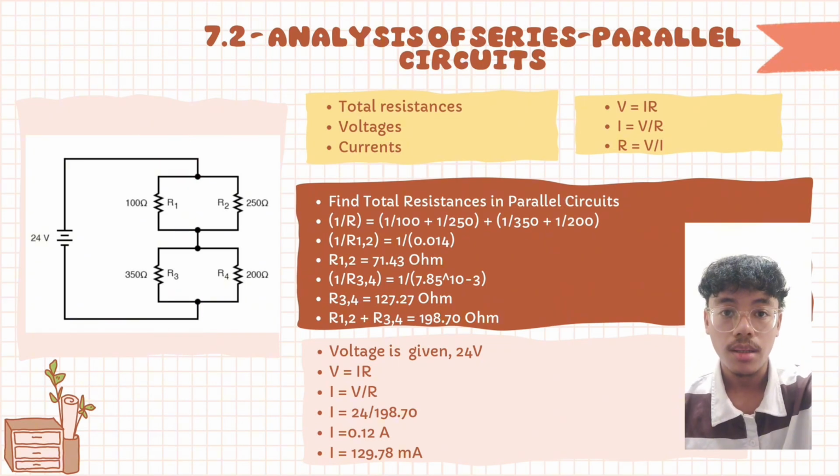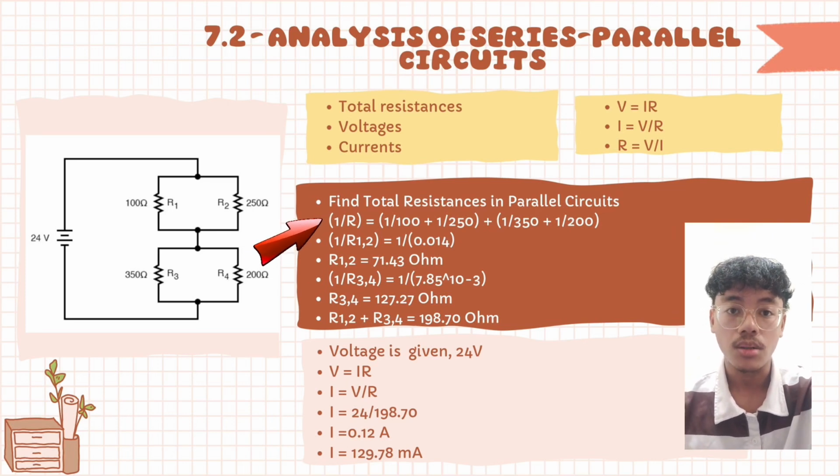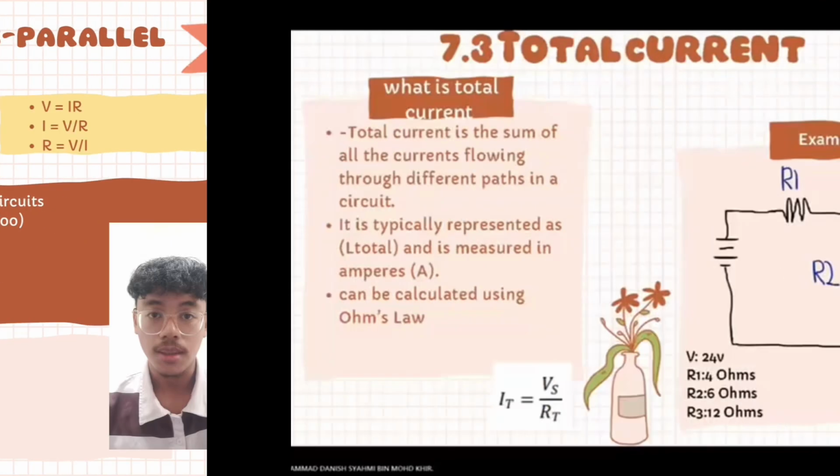How do we simplify it? We could use the formula 1 over R equivalent equals 1 over R1 plus 1 over R2, for example, as in the presentation slide. Then we could just combine both of these values of resistances throughout the whole circuit.